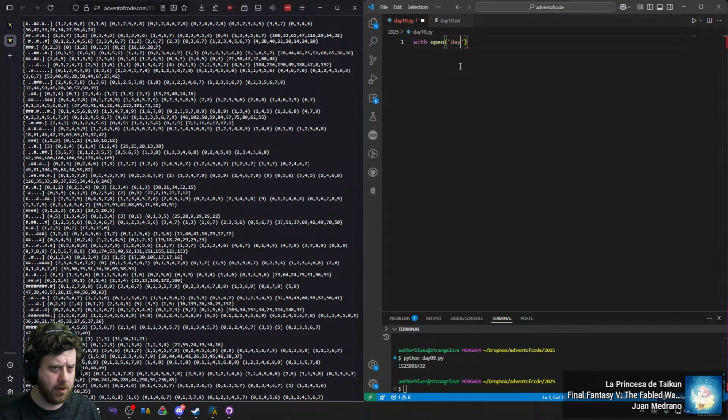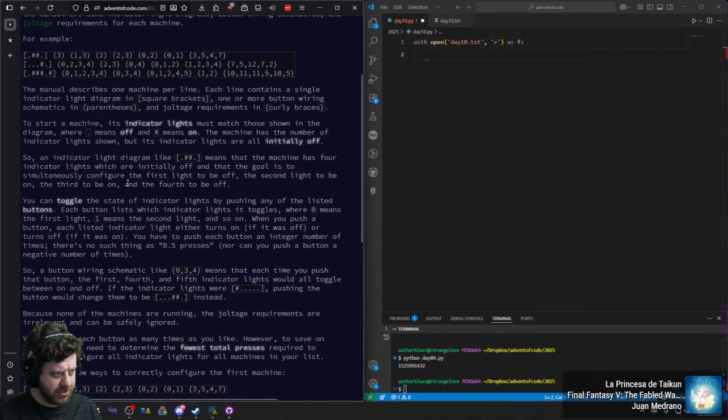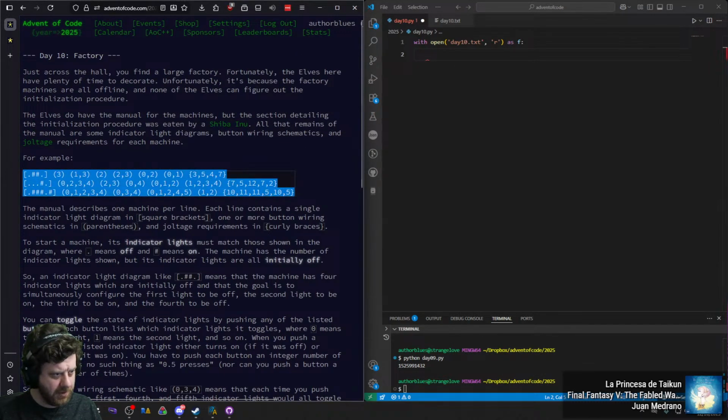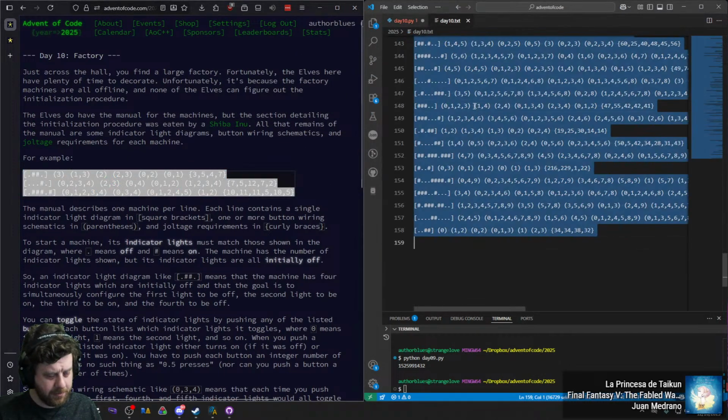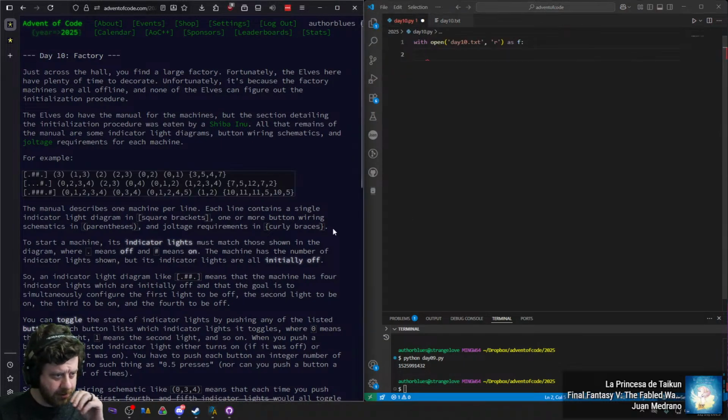Actually, I'm gonna use the sample input. These inputs have been kicking my ass a bit, so let's start with the sample input and we'll solve the other ones afterwards.